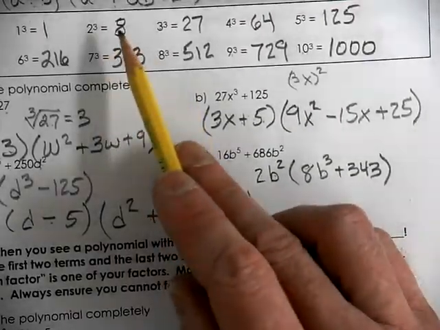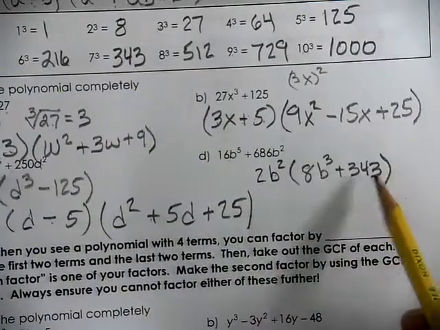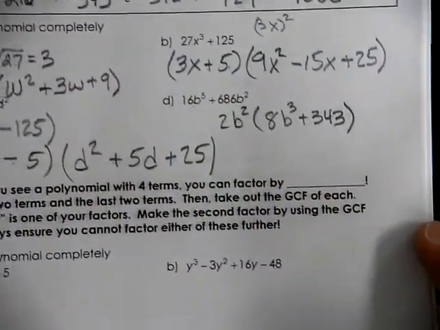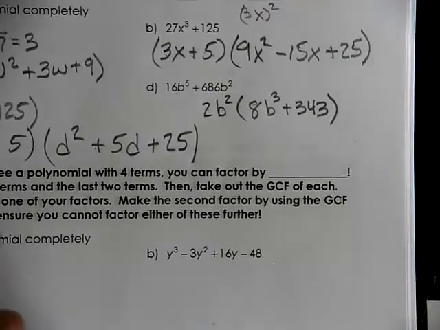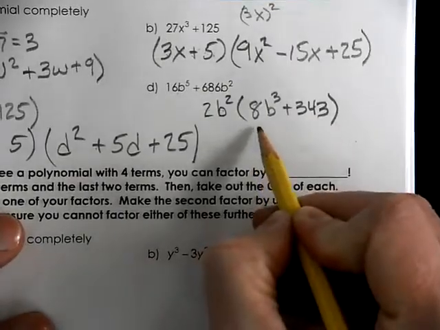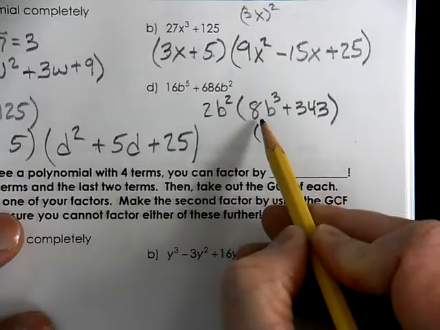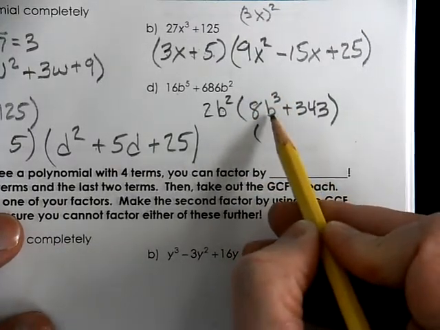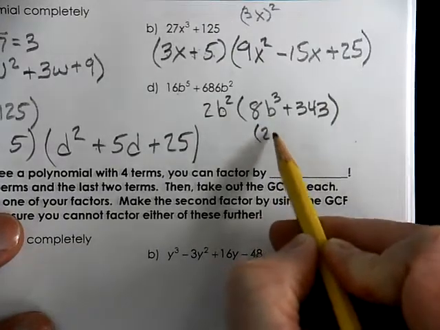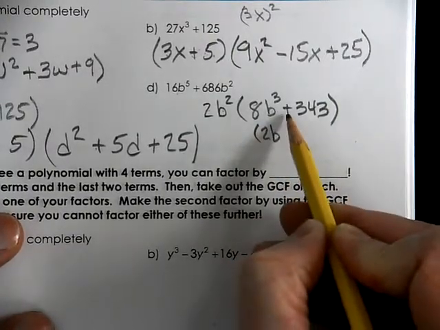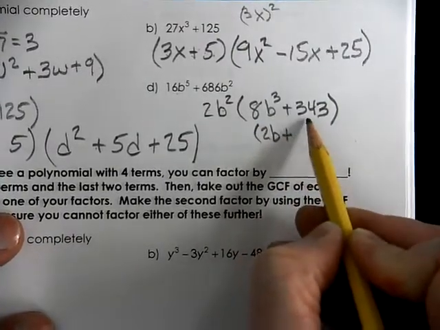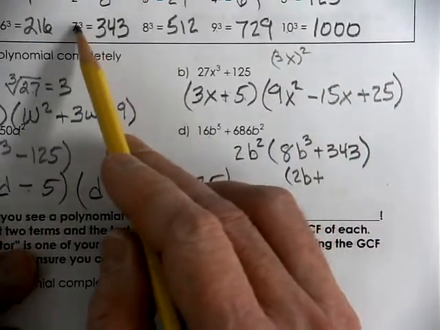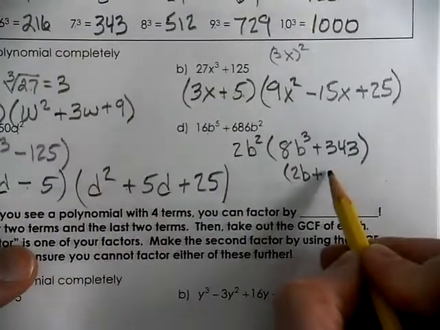Now we have an 8, which is a perfect cube. Now we have a 343, which is a perfect cube. So we're going to take the cube root of this first term, which is 2b, plus the cube root of 343, which is 7.